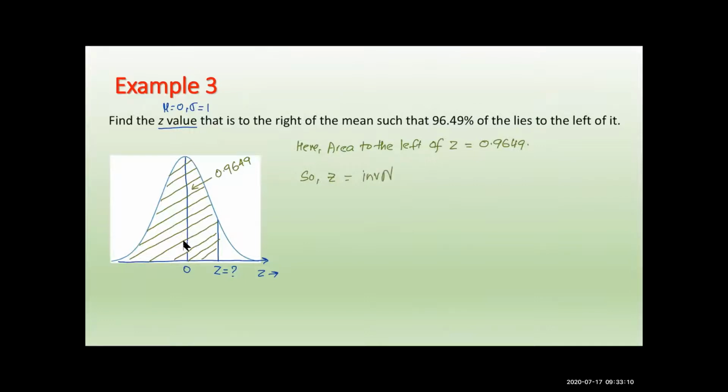So to find the z score, you'll use the inverse normal in your calculator. Inverse normal. Area to the left is 0.9649. Mean is 0. Standard deviation is 1. So if we type this, we should get the z score. Okay, we are going to type this in our TI-84 calculator. Let me show you that.